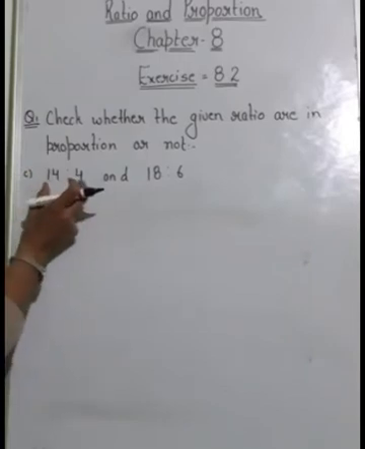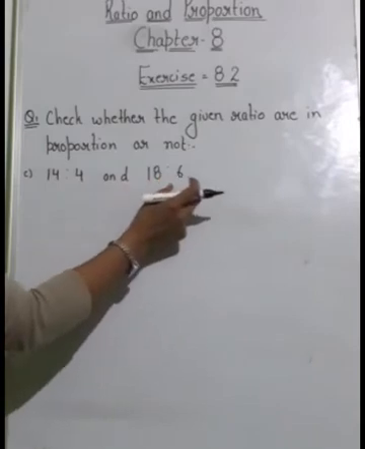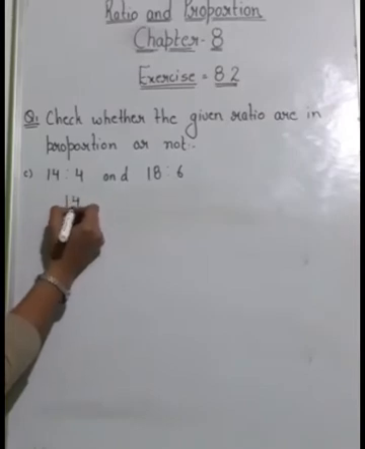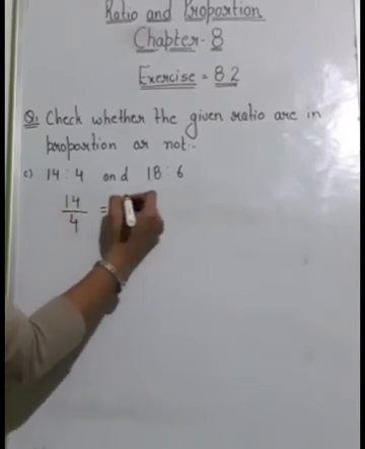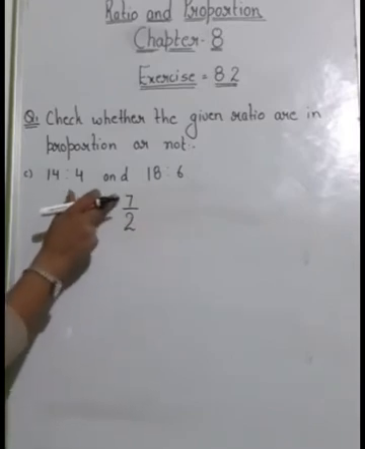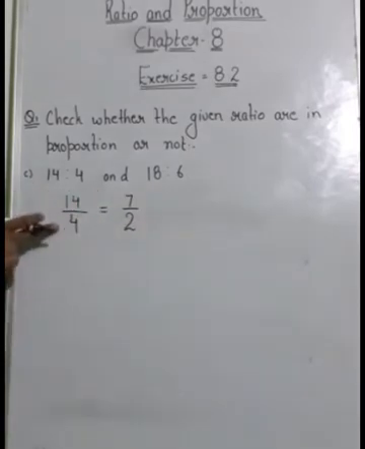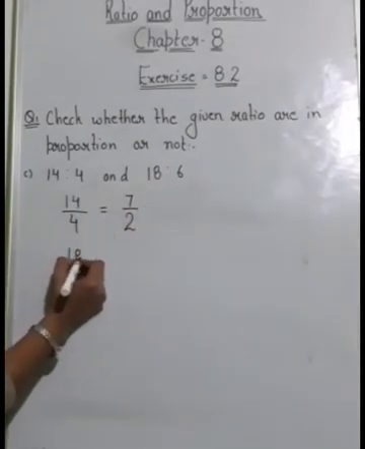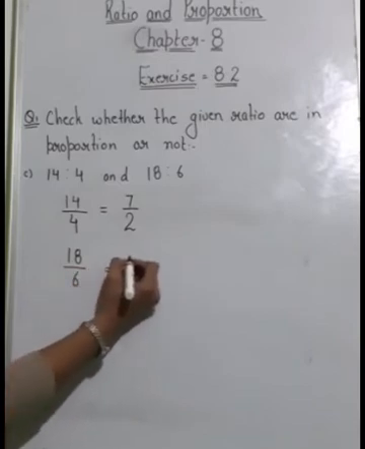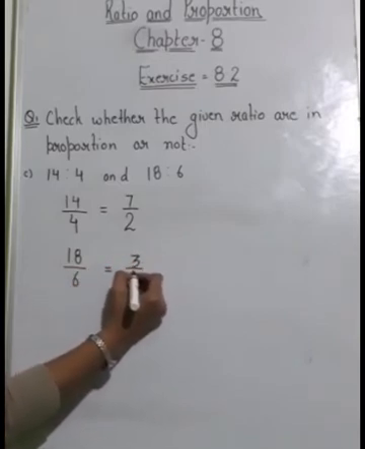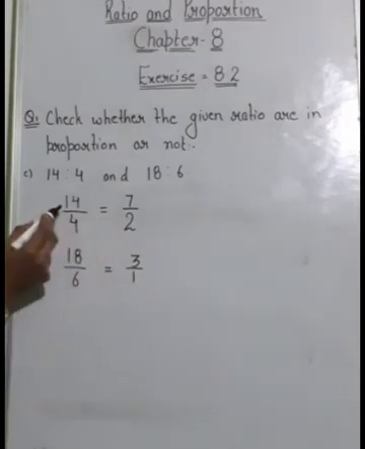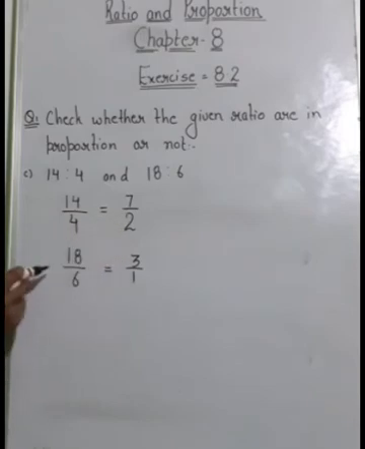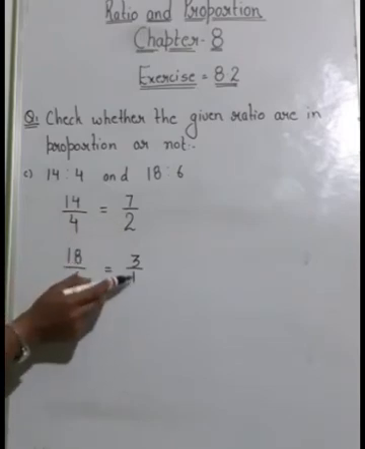They have given you two ratios, 14 ratio 4 and 18 ratio 6. Now you have to find out whether they are in proportion or not. So just write down 14 upon 4. When you cut it, 2 sevens are 14 and 2 twos are 4. What you are getting is 7 by 2 after reducing it to the simplest form. And the second ratio is 18 upon 6. Now 6 3s are 18 and 6 1s are 6. So as you can see, after reducing 14 upon 4 you are getting 7 upon 2, and after reducing 18 upon 6 you are getting 3 upon 1.